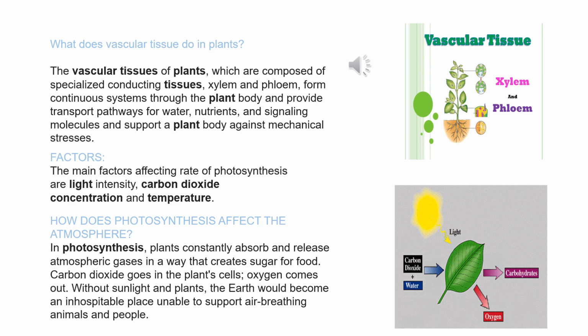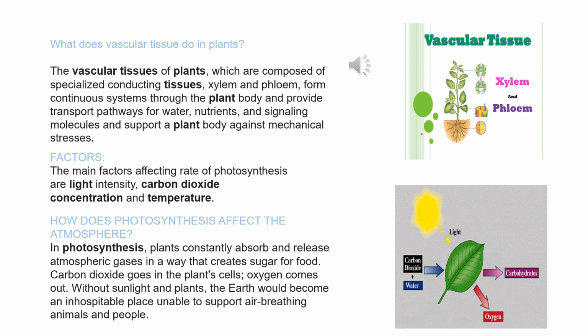Next one, how does photosynthesis affect the atmosphere? In photosynthesis, plants constantly absorb and release atmospheric gases in a way that creates sugar for food. Carbon dioxide goes in the plant's cells, oxygen comes out. Without sunlight and plants, the earth would become an inhospitable place, unable to support air-breathing animals and people.